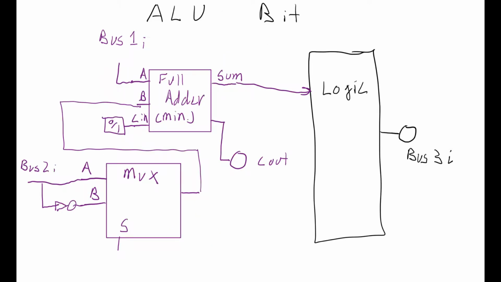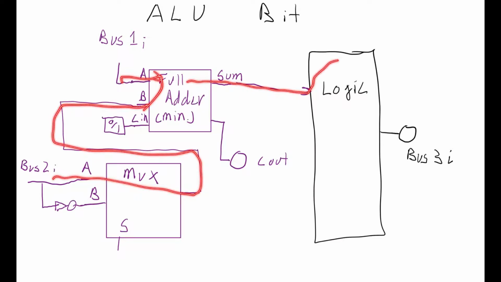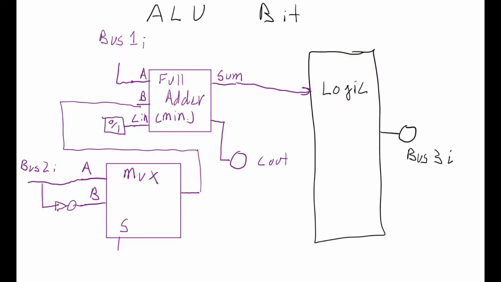So by default, our adder is going to add bus 1 and bus 2 together, and then the output will go on into this logic that you've hopefully already built. The add switch will be turned on, which will turn on the pass gate and allow the output of this adder to go into bus 3.